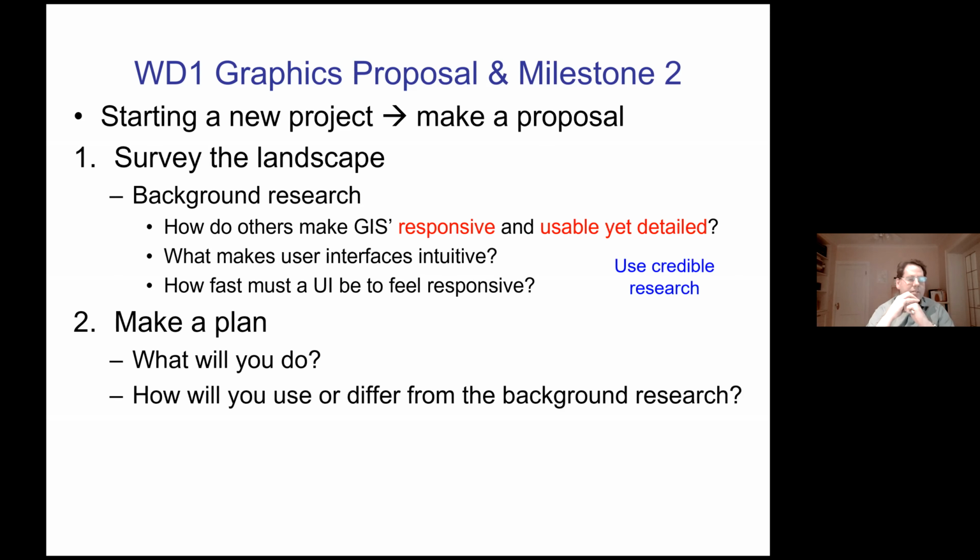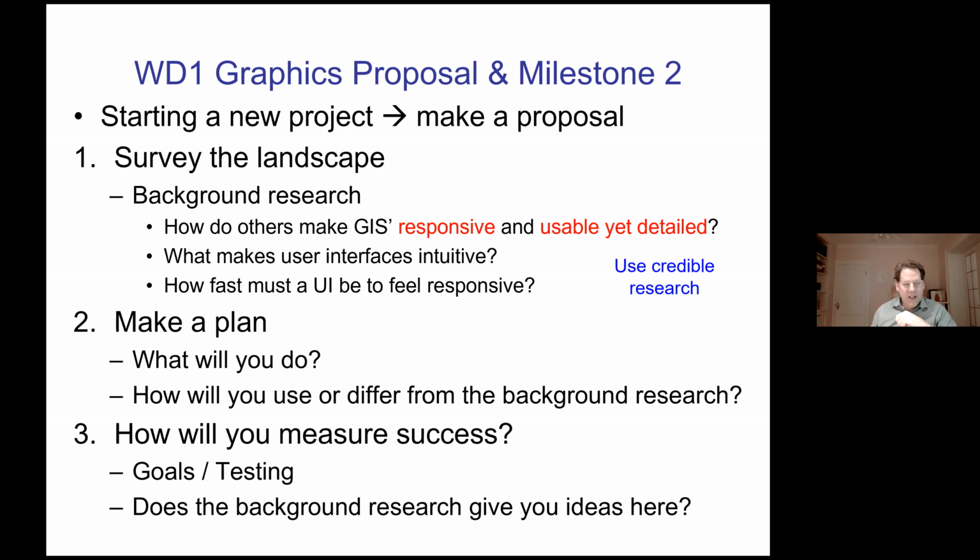Then you want to make a plan. So what are you going to do? So what ideas have you found from the background research that seem really good and you want to use them? And what are other areas where you want to be different? Tell us that. And then how are you going to measure success? So that's an important thing in any proposal. So what are the goals? What are you trying to do? How are you going to test them? And again, the background research hopefully can give you some ideas here. And this is part of your WD1.